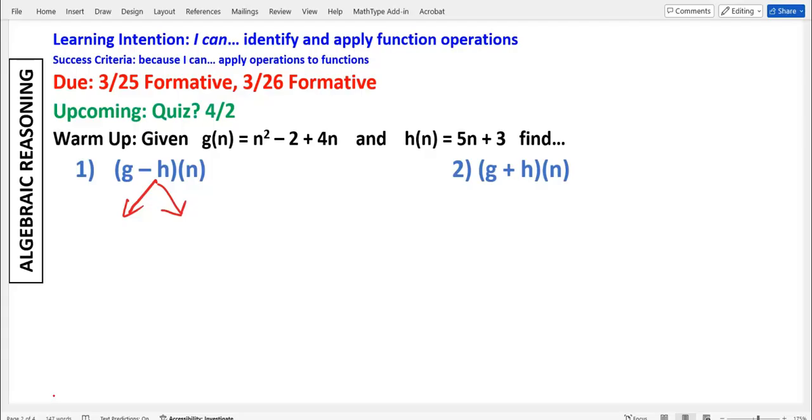G minus h of n is going to split into g of n, and then the operation is minus h of n. Does everyone remember how to split the functions?